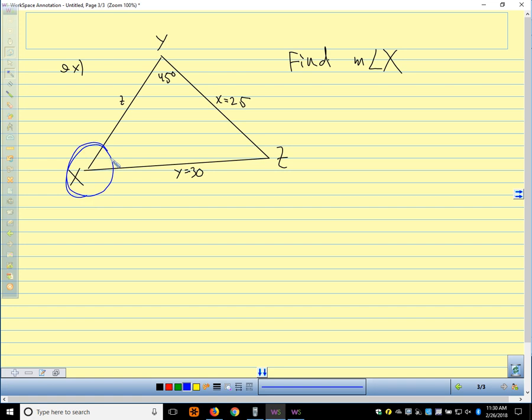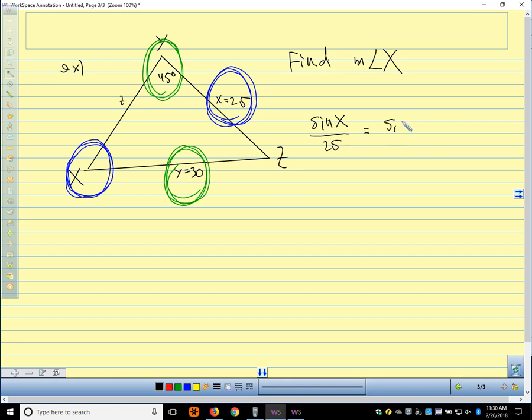So we're going to match up that angle with that side. And since we have an angle and the side opposite, I'm going to use that angle and that side to set up my ratios. So I'm going to say the sine of, this time we're looking for an angle, so the sine of X over 25 equals the sine of 45 over 30.